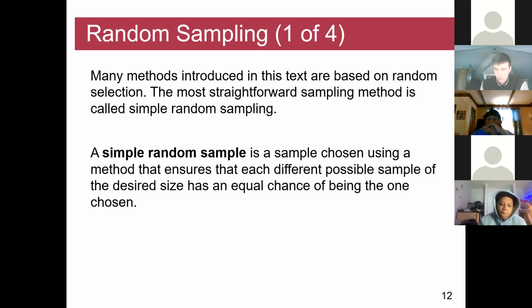So what we want to do, however, with simple random sampling is say, all right, suppose we could list all the possible samples of size 100.